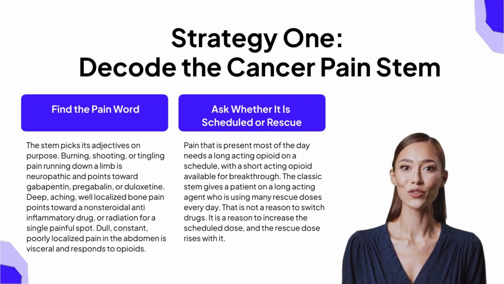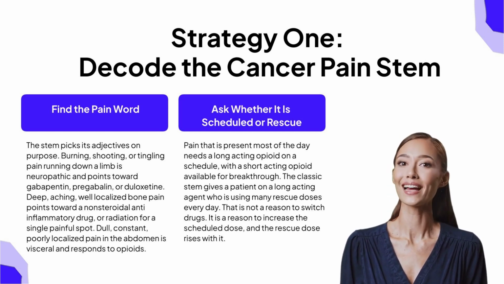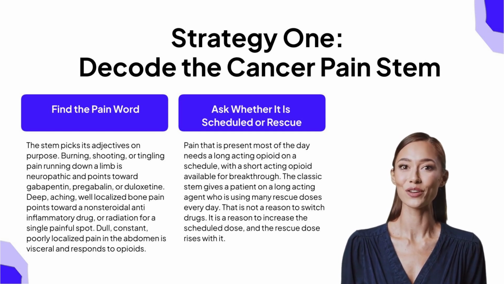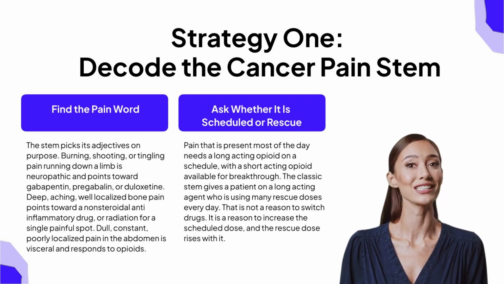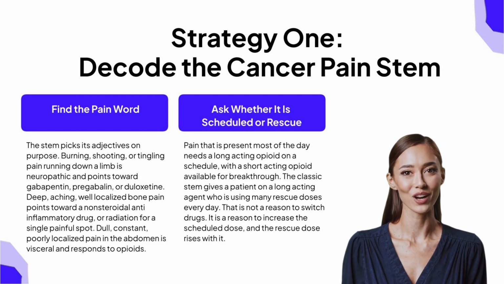Second, ask whether the question is about scheduled or rescue dosing. Pain present most of the day needs a long-acting opioid on a schedule, with a short-acting opioid for breakthrough. The classic stem gives a patient on a long-acting agent using many rescue doses daily. That is not a reason to switch drugs. It is a reason to raise the scheduled dose, and the breakthrough dose rises with it.